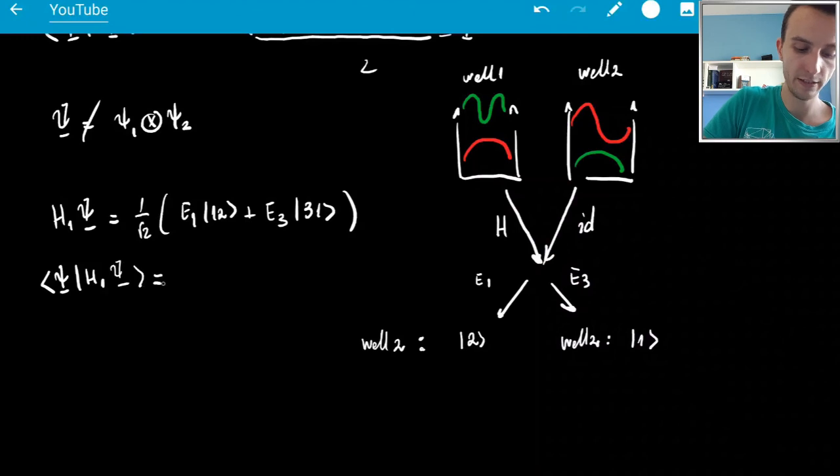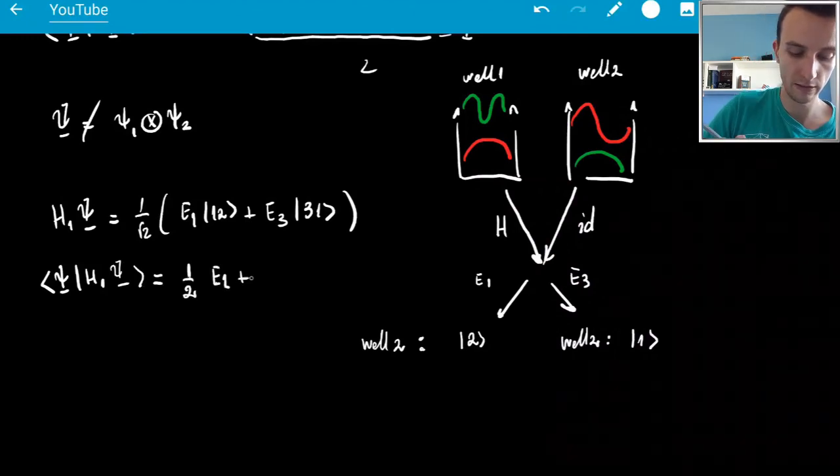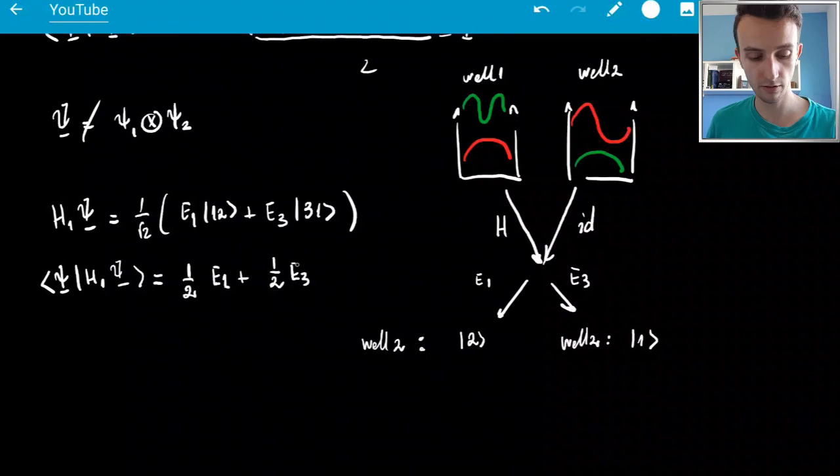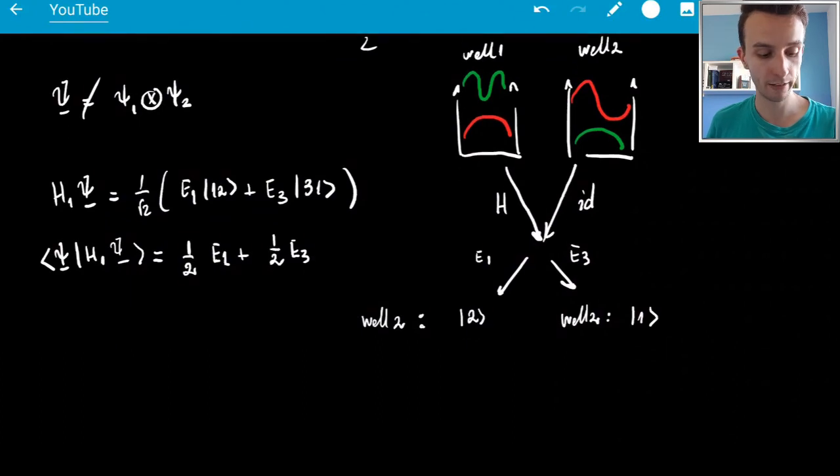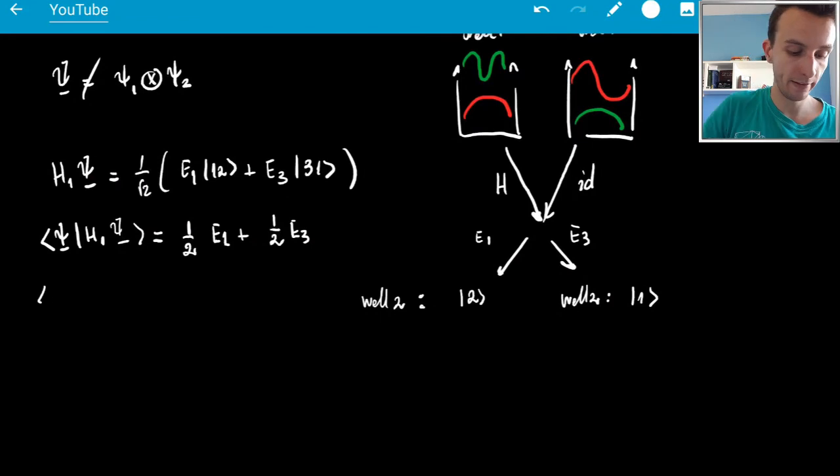And we can check the probability, of course, for the energies. So here we have 1/2 E1 plus 1/2 E3. Of course, the probability is 1/2 that the state is E1 and 1/2 that the state is E3. But this tells us nothing about what the energy in well 2 would be.